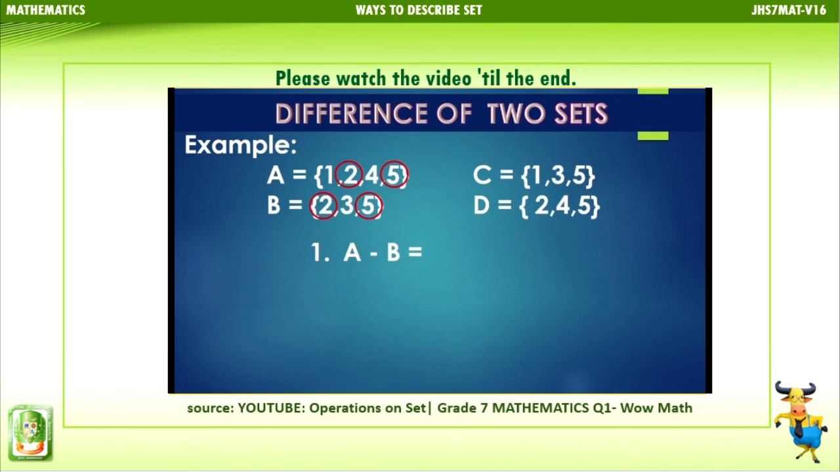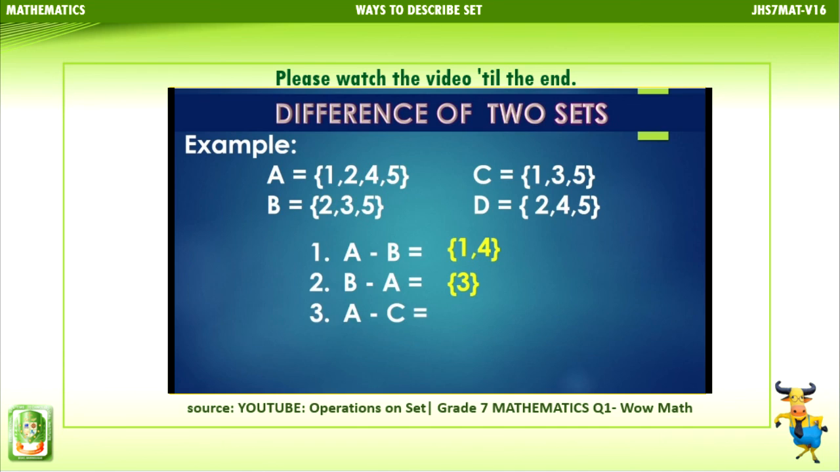So, ano na lang matitira kay A? Ang natira na lang ay 1 and 4. Okay, next. B minus A. Ano naman yung mga elements ni A na meron kay B? So, ganun pa rin. Pareho silang ang elements ni A na meron kay B ay 2 and 5. So, therefore, ano na lang natira kay B? It's 3. Okay? So, ang palatandaan nito, kung ano yung first letter, kung ano yung nandito sa unahan, dun ka titingin kung ano yung natira na elements.